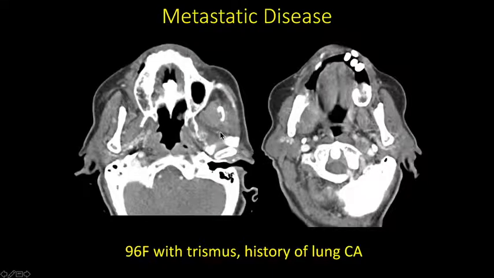Metastatic disease can rarely affect the muscles of mastication. This is a 96-year-old with trismus. They have a history of lung cancer, and they have abnormal enlargement of their left pterygoid, temporalis muscle, and also of their medial pterygoid muscle, shown in the right-hand image on their other side.